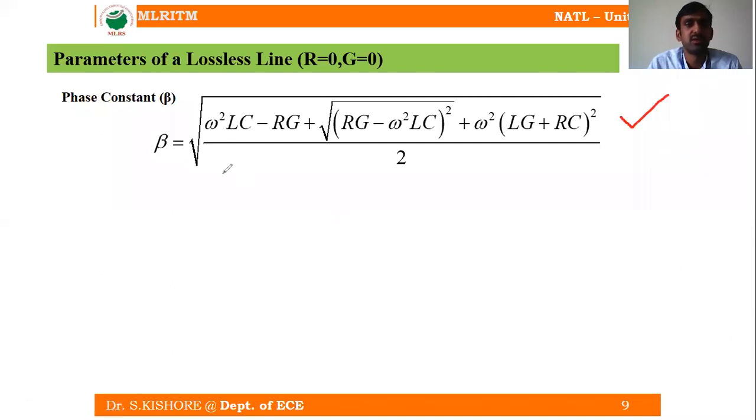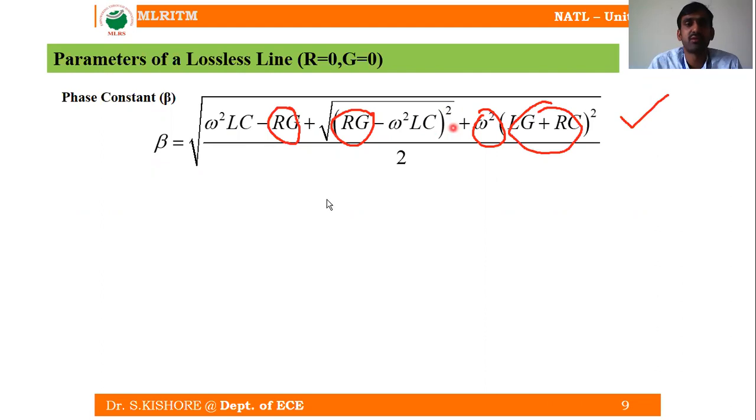Now substitute in the lossless line conditions, R is equal to 0 and G is equal to 0. This is going to be 0, this is going to be 0, and this one is going to be 0. So this complete term is going to be 0. Then what we are going to have here is omega square LC plus root over omega square LC whole square. The minus whole square obviously becomes plus, so the root over and the square get cancelled.